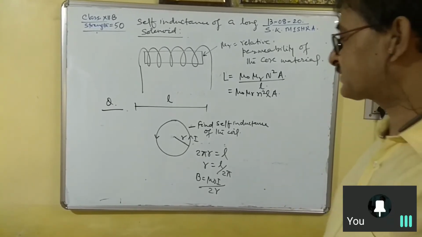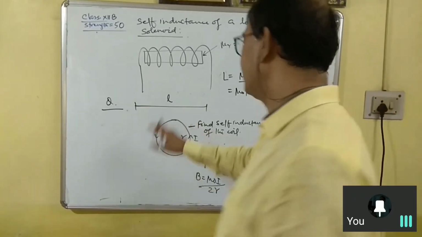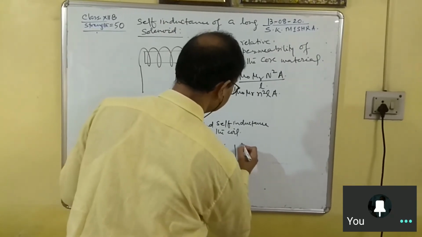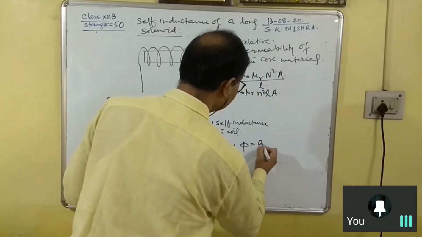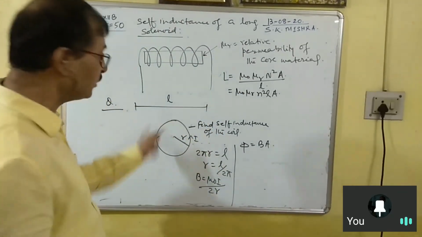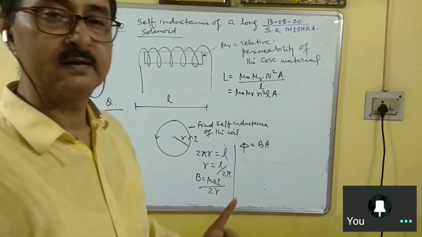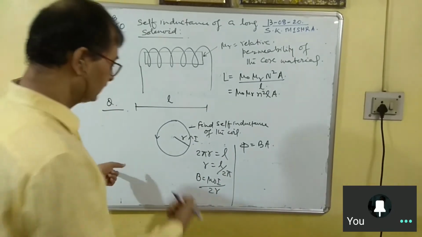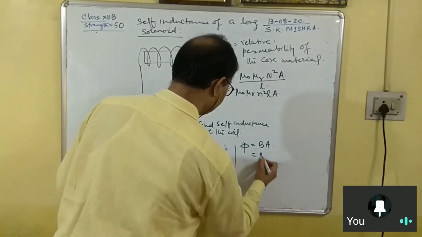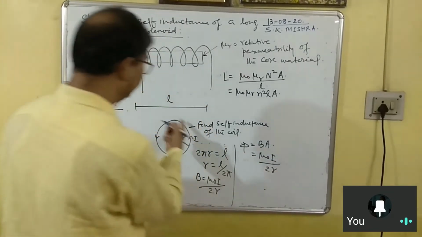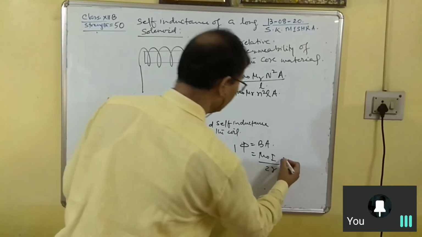Now if I ask you what is the flux linked with the loop, then flux phi is nothing but B into A, since it has only one turn. So actually it is NBA, so N is 1. So it's only B into A. B is now mu naught I by 2R. And tell me what is A? Area of the loop. Area of the loop is pi R square.